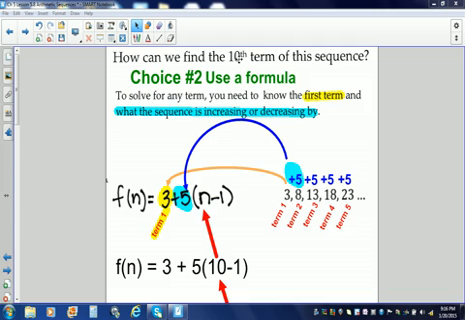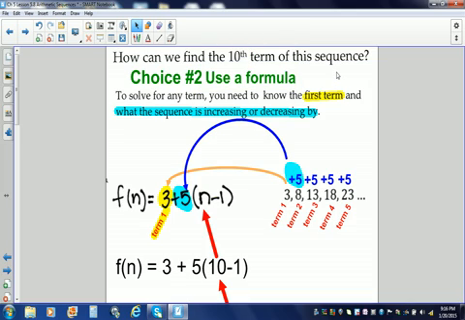Let me know how it works out, because I think the Cubs will be in the World Series before you finish a problem like that. So I'm thinking choice number 2, use a formula, once you understand how to use a formula, is a lot quicker than making a table. But hey, to each their own.